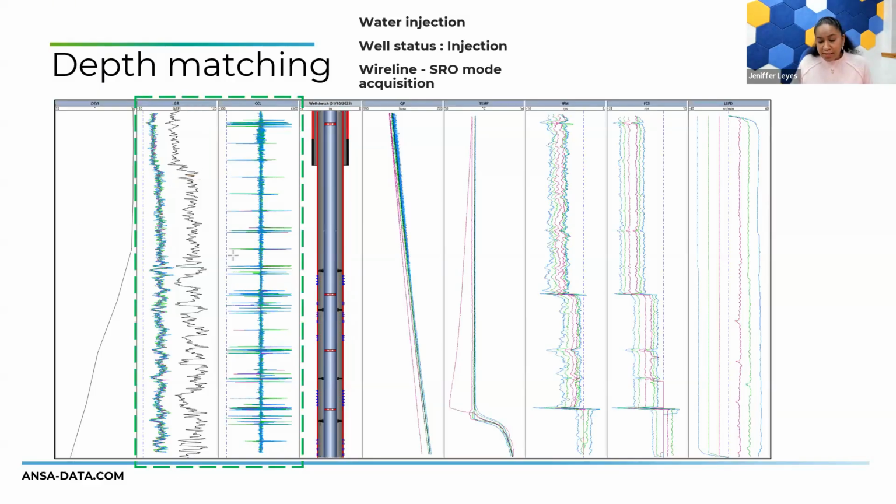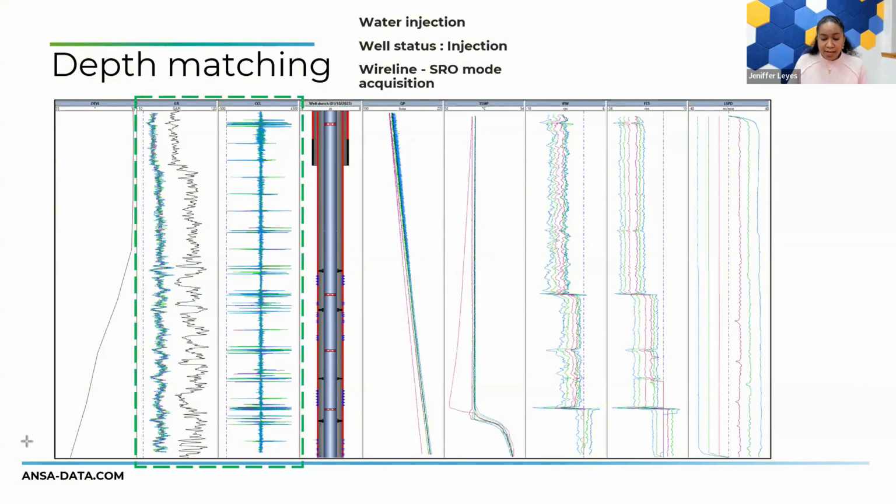Additionally, we can see the response of the CCL. We can see clearly the response at the packer. We can see the response of the CCL at one of the SSDs, for instance, and we can see that they are aligned properly. So from analyzing the gamma ray and the CCL, we have done our QC for the depth matching, and now we are confident that our data is at the correct depth.